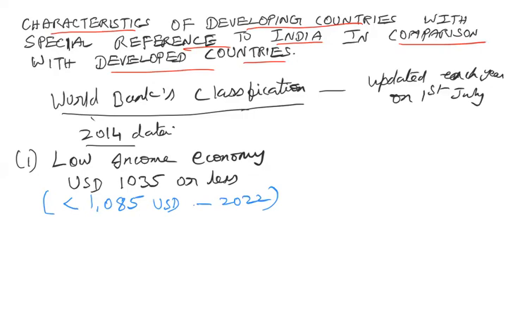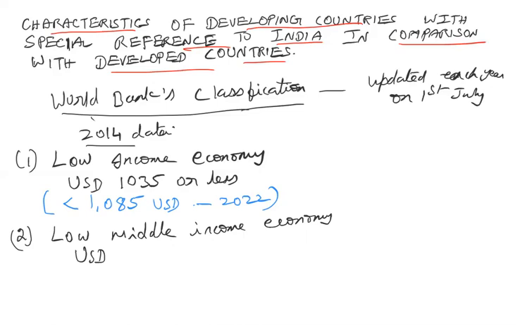Okay. And next after low income, coming to the lower middle income economy. This World Bank's classification, you are expected to memorize these data. And for that matter, most of the statistical data in this answer, you are supposed to memorize. Whatever I'm writing in black is the data pertaining to 2014. Whatever I'm writing in blue is pertaining to the latest data, 2022.